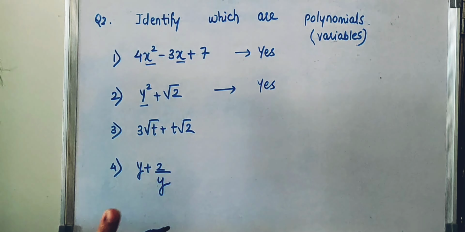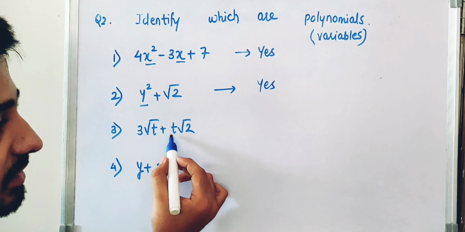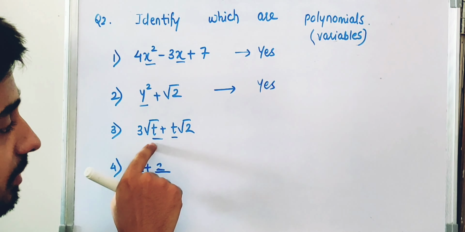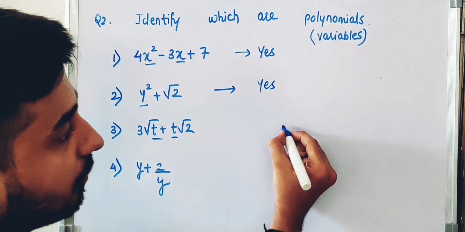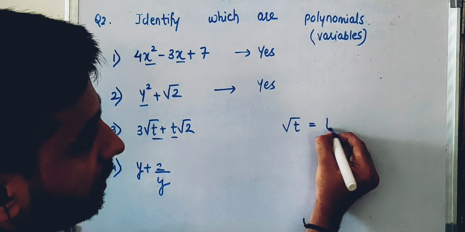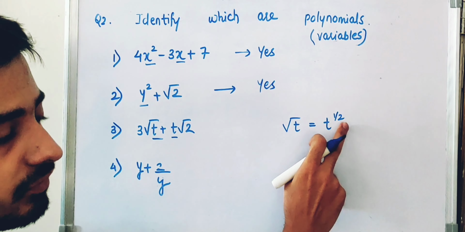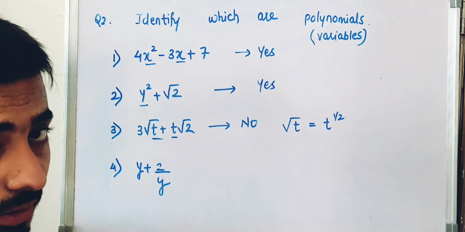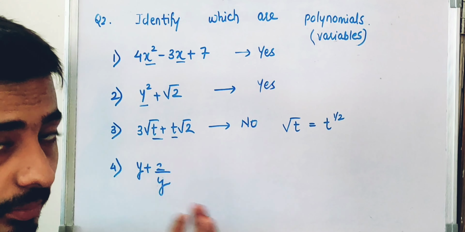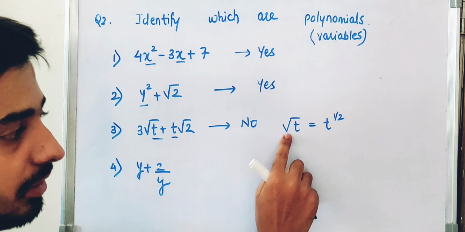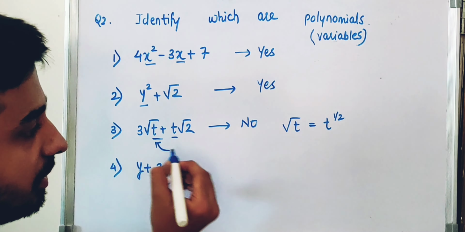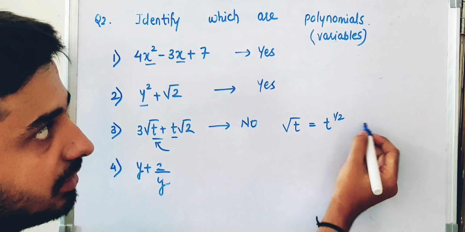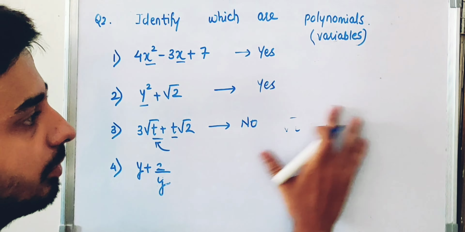See the third question: 3 root 2 plus root t. Here the variable is t. But what is root t? Root t is t to the power 1 by 2. The power of t is in fraction form. So this will not be a polynomial. Clear? Because here the term comes root t, which is t to the power 1 by 2. Whenever the power is in fraction form, that will not be a polynomial.